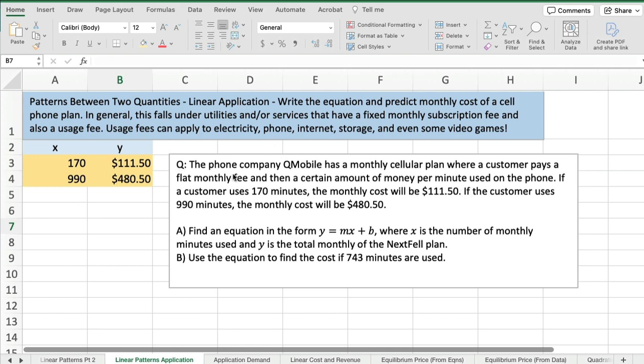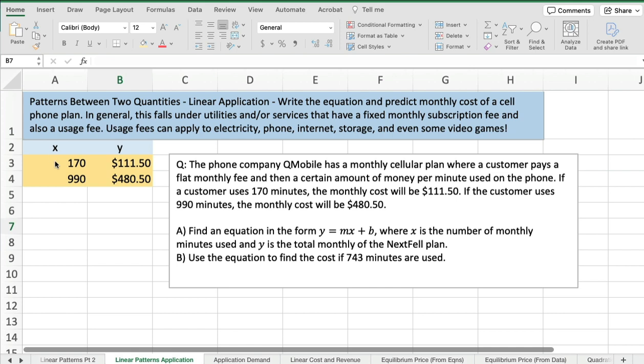So let's look at what the problem states. The phone company Q-Mobile has a monthly cellular plan where a customer pays a flat monthly fee and then a certain amount of money per minute used on the phone. If a customer uses 170 minutes, the monthly cost will be $111.50. If the customer uses 990 minutes, the monthly cost will be $480.50. So we have two different cost amounts here for different amounts of usage. So we can actually assume that our pattern is linear.